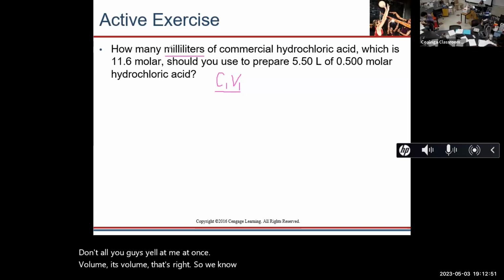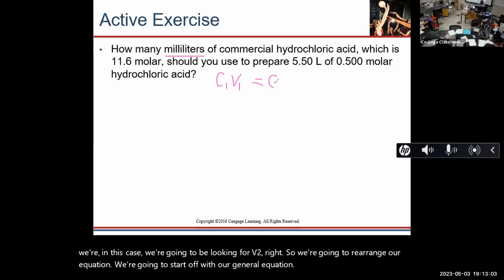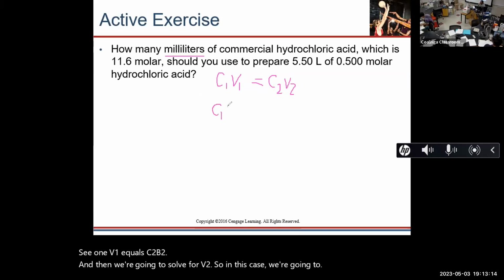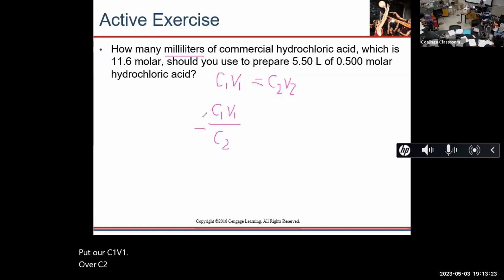So we know it's volume. So we're looking for the volume. So in this case, we're going to be looking for V2, right? So we're going to rearrange our equation. We're going to start off with our general equation, C1 V1 equals C2 V2. And then we're going to solve for V2. So in this case, we're going to put our C1 V1 over C2. Then that's going to equal our V2. Okay, so what is our C1?